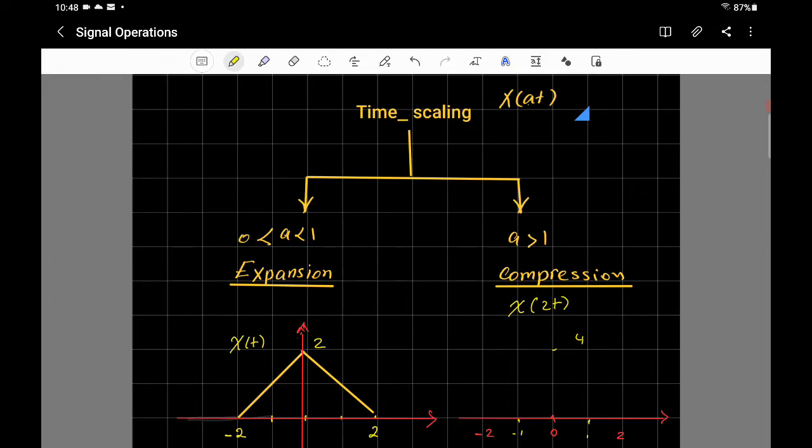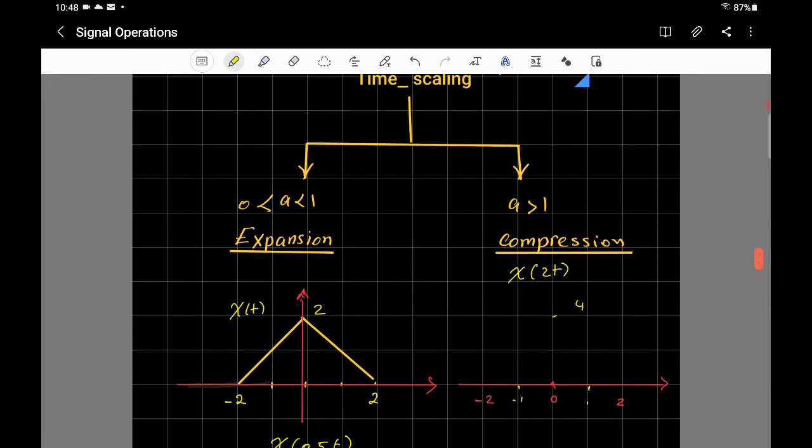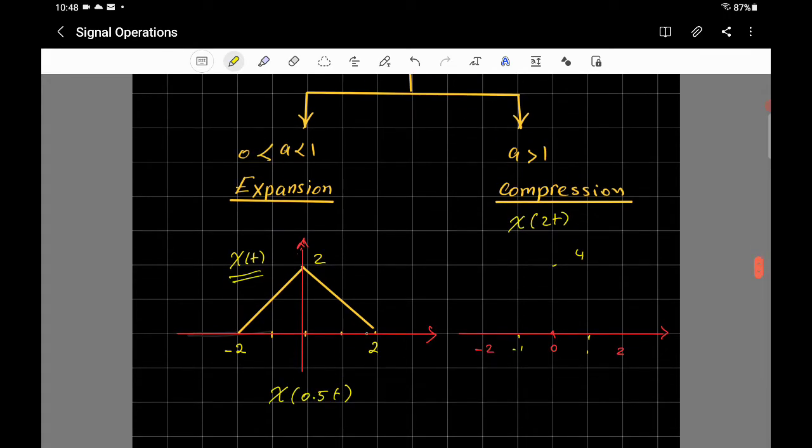Let's take one example. We'll take the compression first. Compression, a is greater than 1, like 2. So we say x of 2t. That's x of t given. As you observe here, it's like a triangle shape, and it's 0 if the time is less than -2 and 0 when the time is greater than +2, and the height is equal to 4.